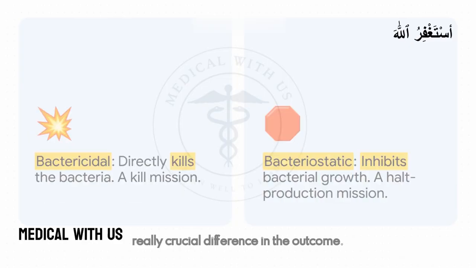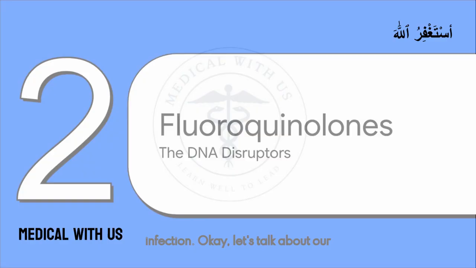And this leads to a really crucial difference in the outcome. A bactericidal antibiotic? Well, that's like a kill mission. It actively goes in and destroys the bacteria. A bacteriostatic antibiotic is more of a halt production mission. It stops the bacteria from growing and multiplying, which gives your own immune system the leg up it needs to clear out the infection.